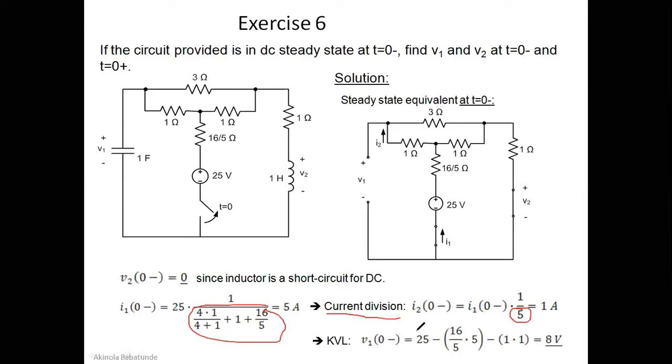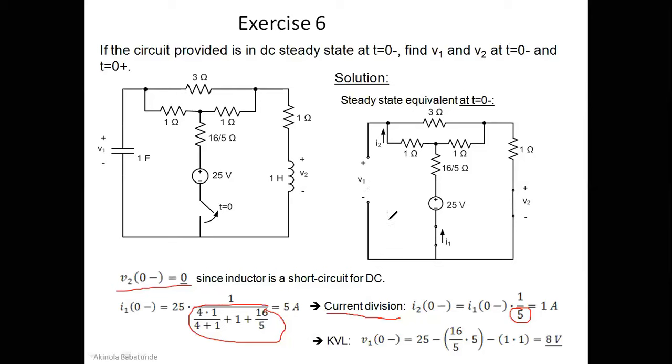Now that we know our I1 before the circuit was opened, and we know our I2 before the circuit was opened, we want to apply KVL. KVL would allow us to find V1. We want to know V1 now. We already know that V2 before the circuit was opened is equal to 0. So how do we find our V1?